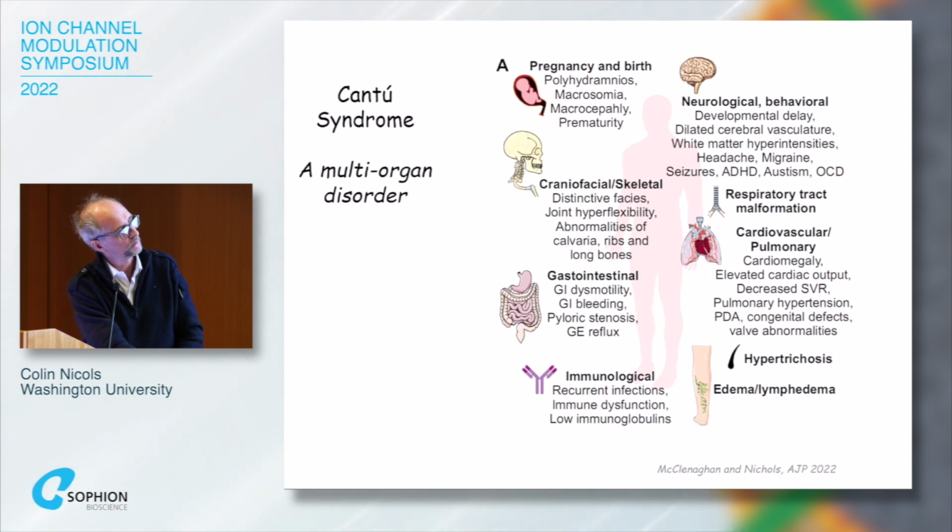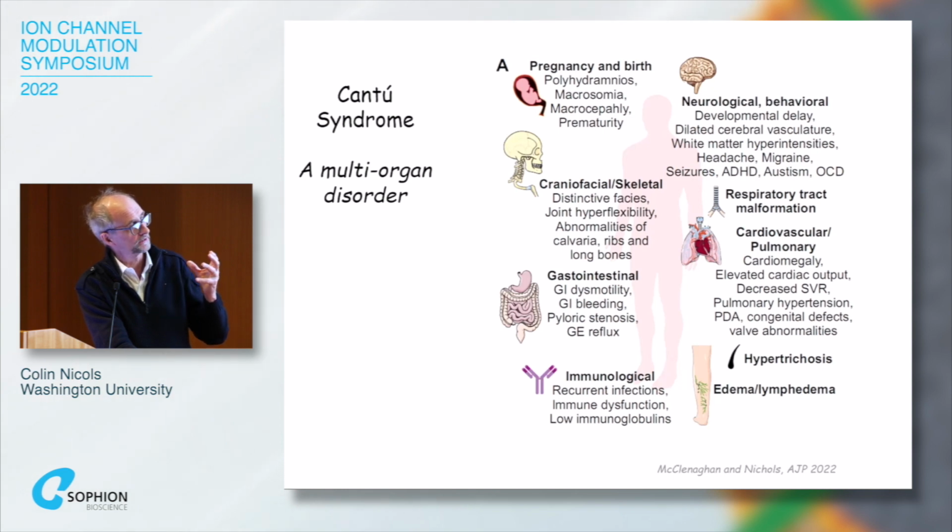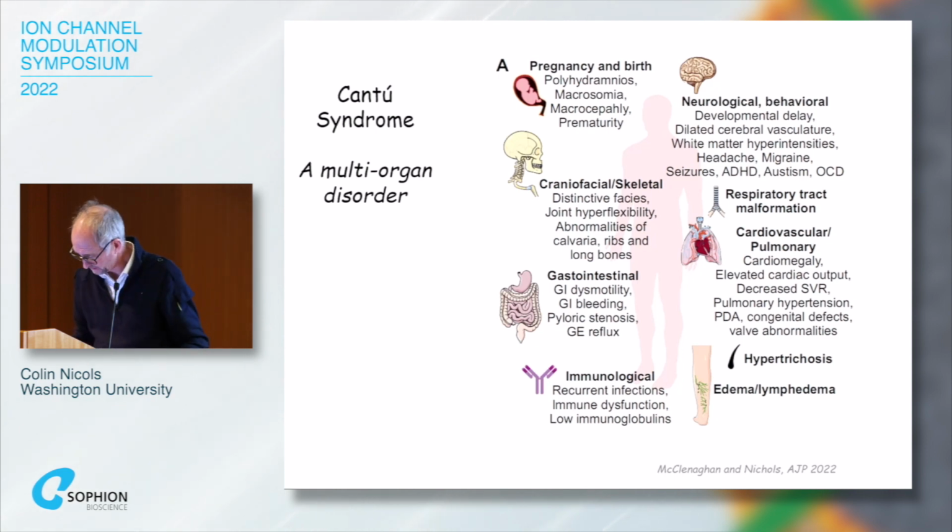And the biggest problems that they have internally are cardiovascular, which I'm going to come back to. They have massively enlarged hearts. They have elevated cardiac output. They have decreased systemic vascular resistance. They often get pulmonary hypertension, which we can't explain yet. They often are born with persistent patent ductus arteriosus, which requires surgical correction. They have valve abnormalities in the heart, and they have a lot of edema, which has been characterized as lymphedema in the periphery. But hypertrichosis is the one thing that you can see from outside.